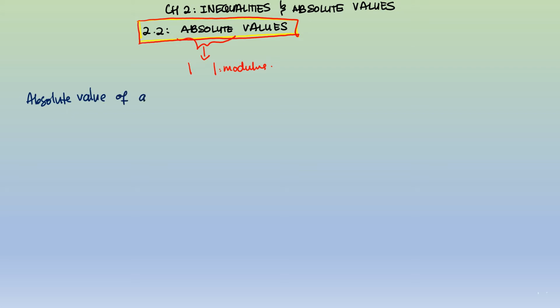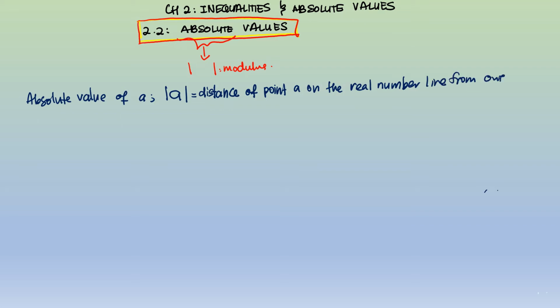The absolute value of A, or we represent it as modulus A, is actually the distance of point A on the real number line from the origin. So here let's draw a number line. Here we have 0. You have A here. So what is the distance here? The distance is A. And if you have negative A here, the distance is also A, because distance is always positive.